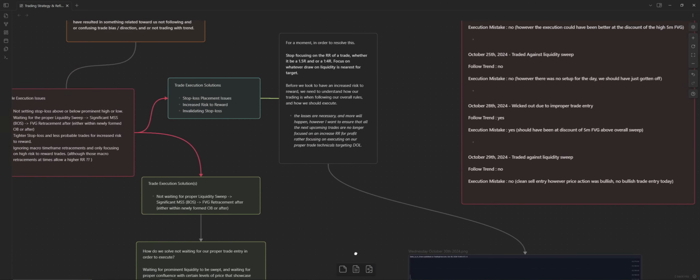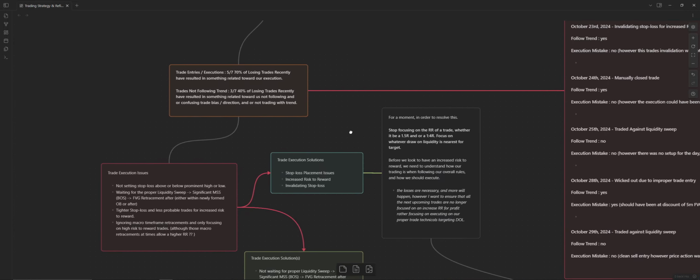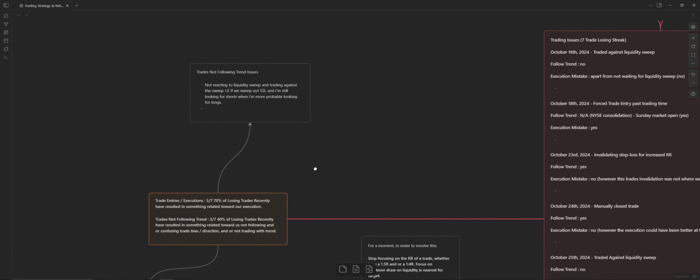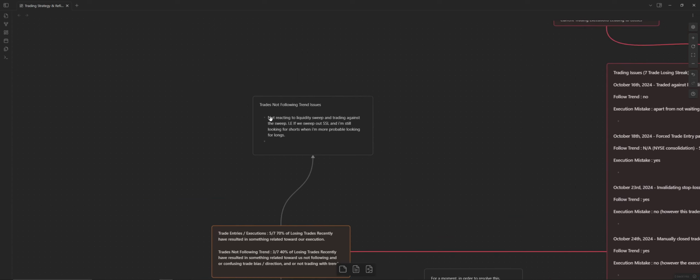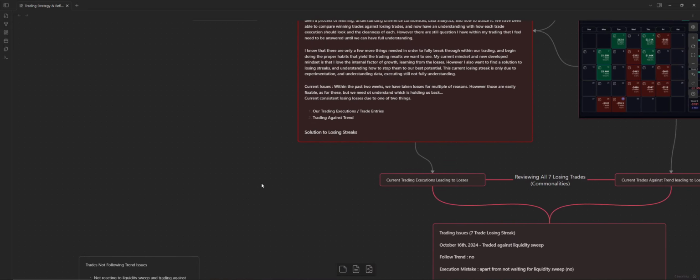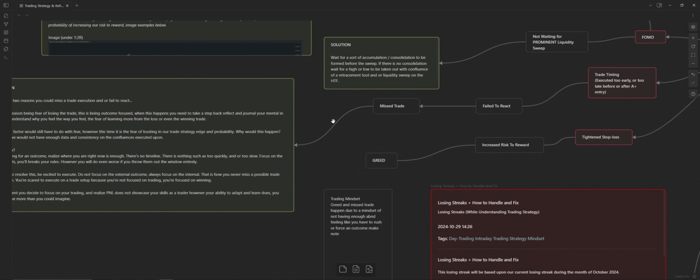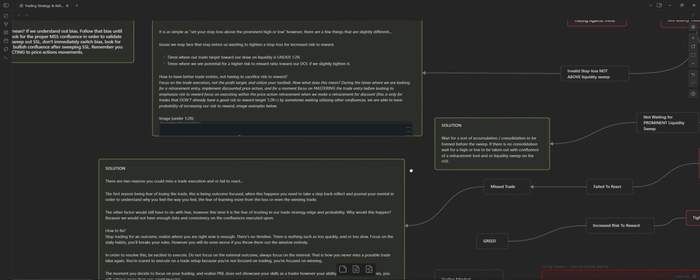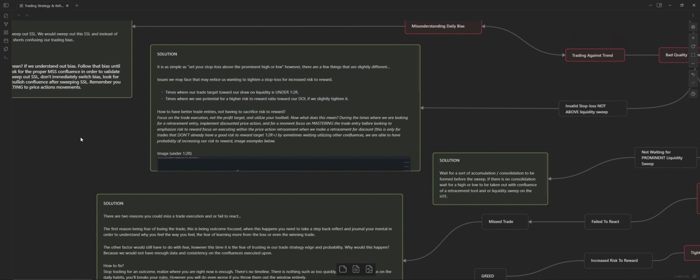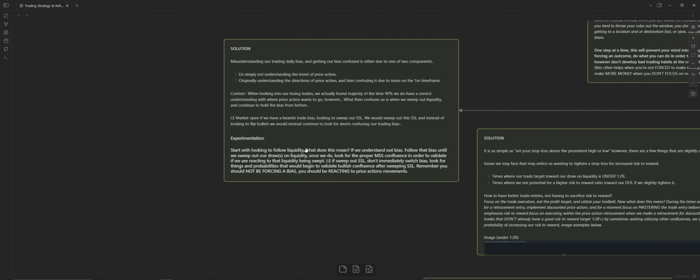Let me see if I can find it. This right here. Not reacting to liquidity sweep and trading against it. Basically us sweeping out liquidity and having a tendency to trade against it wasn't a good habit. So one thing I wrote down was that I wanted to go in and solely execute right here following price action following liquidity, if that makes sense. So right here I wrote, start with looking to follow liquidity.